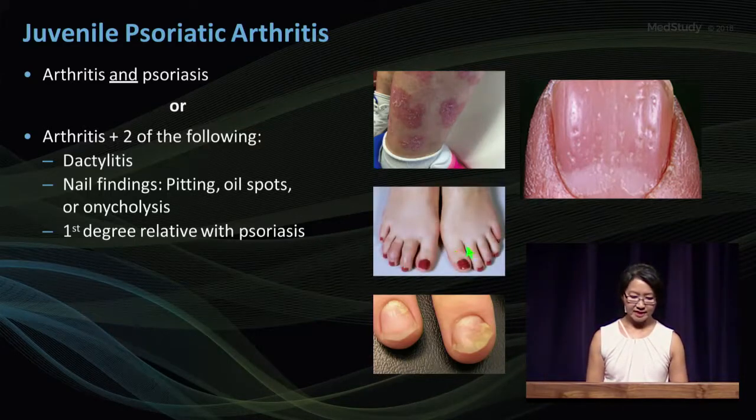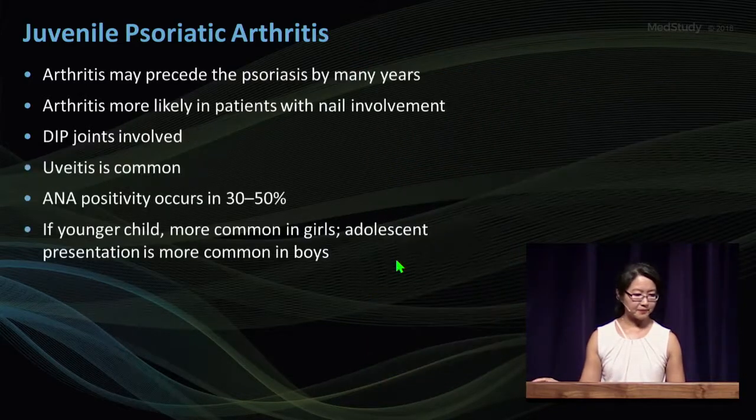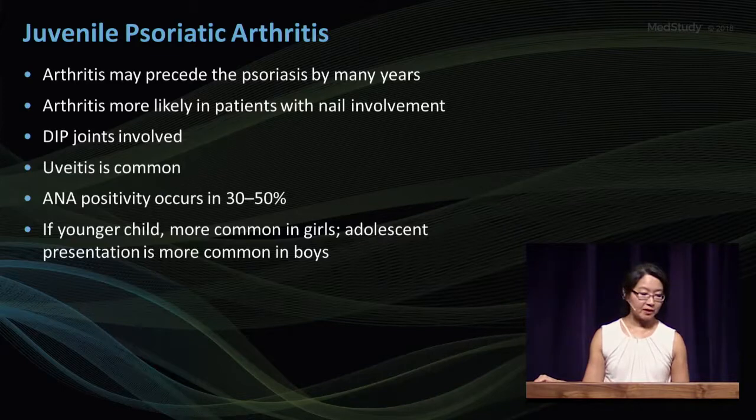And this is an example of dactylitis right here, where it looks like sausage digits. Now, the arthritis can precede psoriasis by many years, and typically it's found in patients who have nail pitting. DIP joints can be involved. There's actually several different subtypes of psoriatic arthritis.